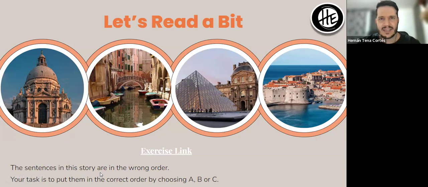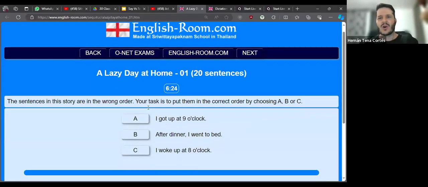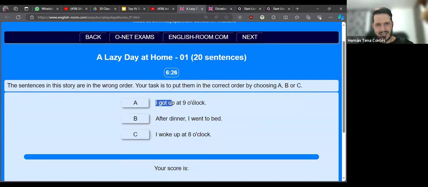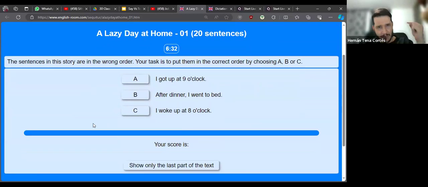Let's take a look at the sentences and what we're going to do here. So you're going to see these sentences here. We have A, B, and C. What do you have to do? You have to put the sentences in the correct order. I am going to help you with sentence number 1.